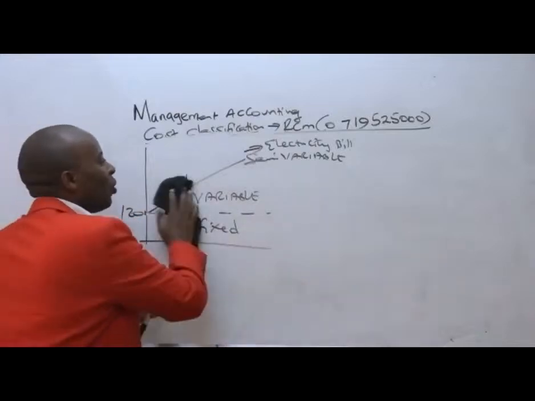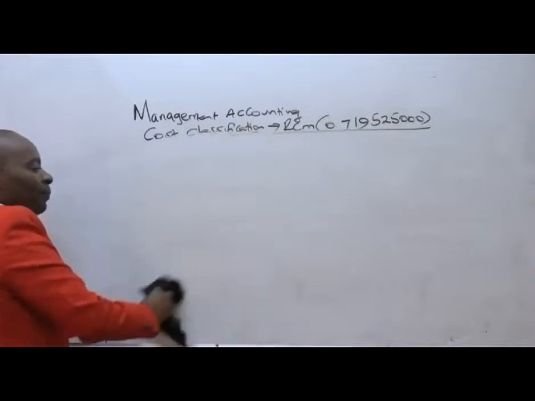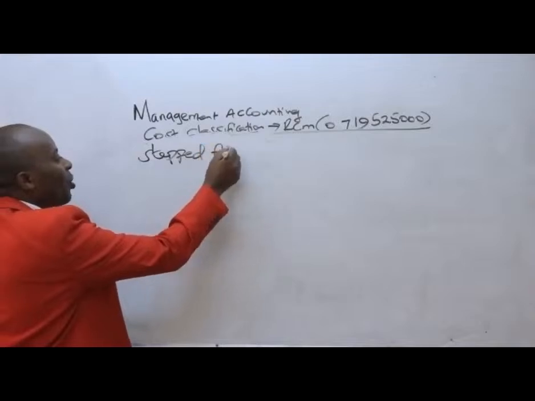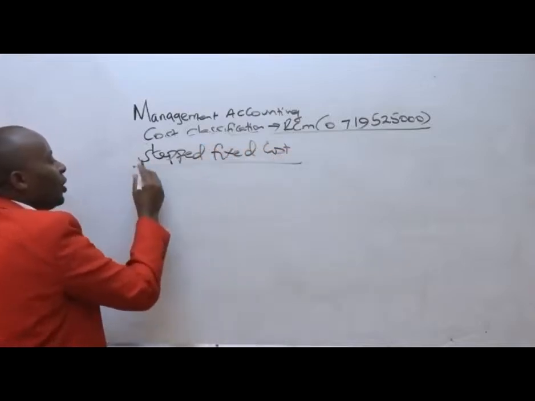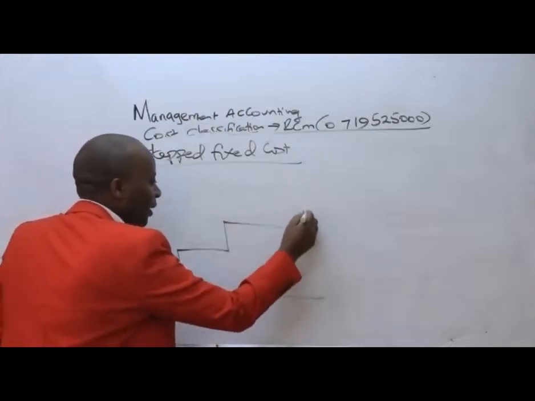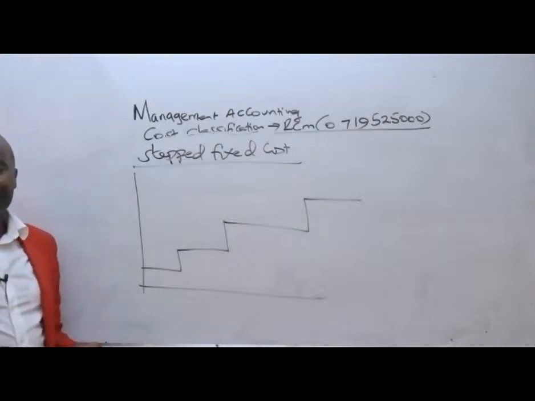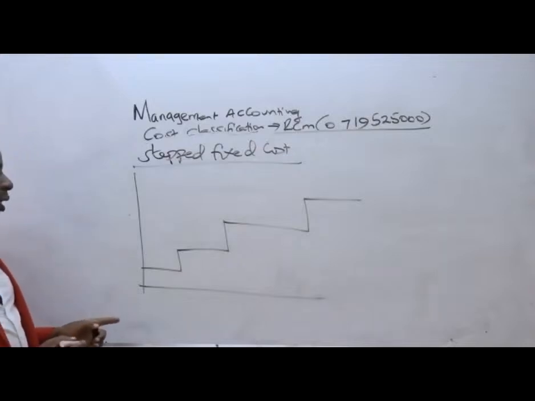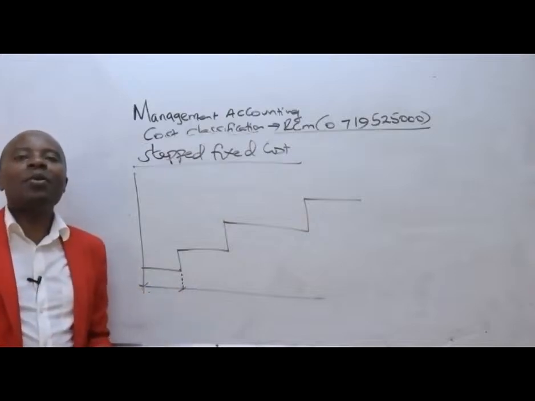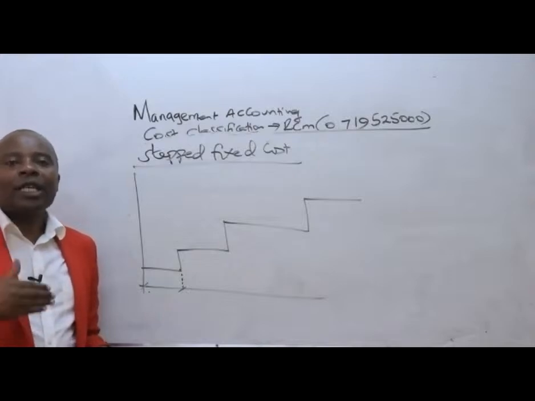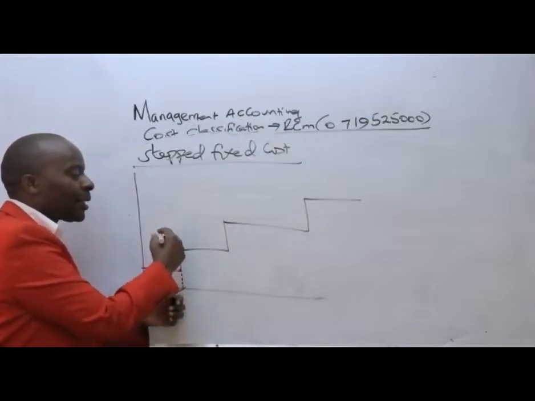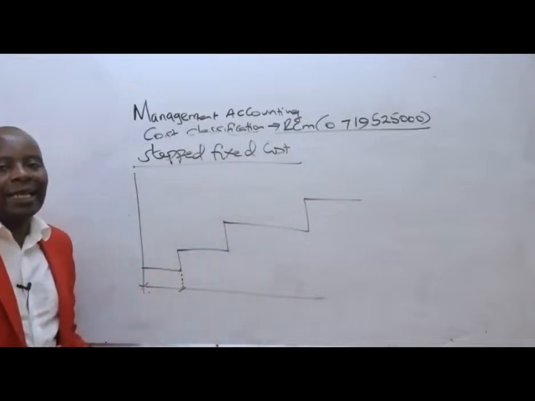And then lastly, we have what we are calling the stepped fixed cost. Stepped fixed costs, ladies and gentlemen, as the name suggests, are those costs that look like staircases. They look like staircases like this. So these are those costs that will remain constant for some range, beyond which they increase in a lump sum manner, they increase with lump sums.